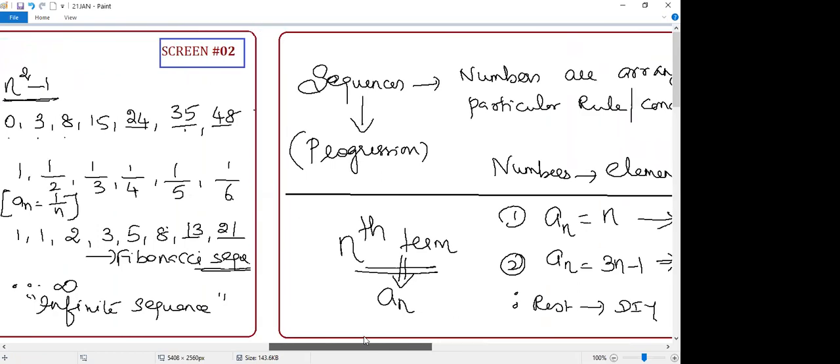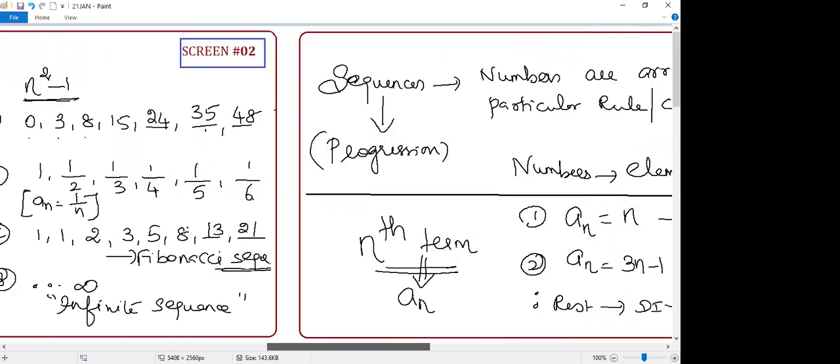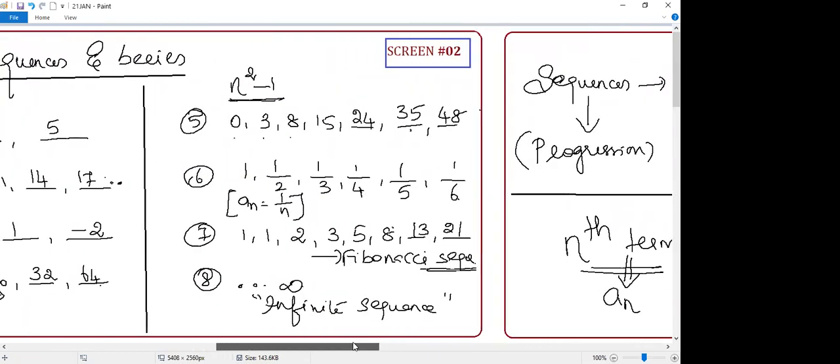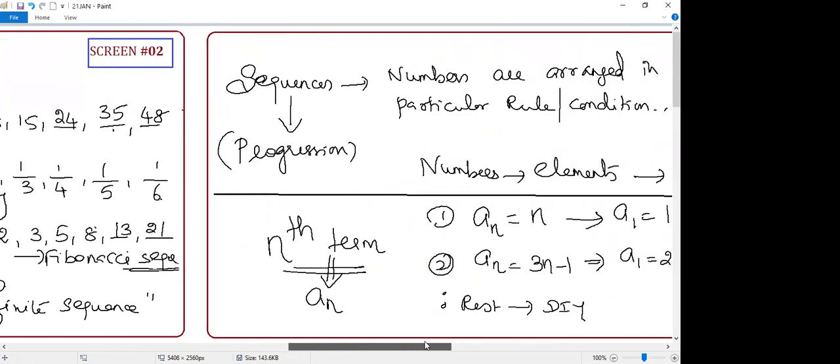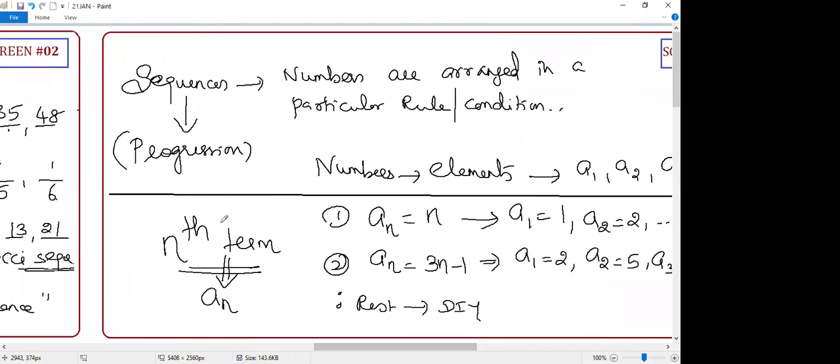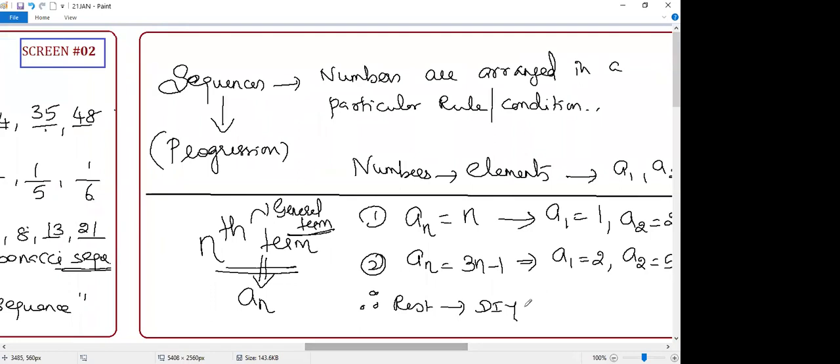Guys, this is all you need to understand. What is a sequence, and what are the terms or elements? You understand a_n is nothing but the general term, the nth term. The other word is general term. Okay, there are easy ones here. Just try to do it. These are not much needed for your exam. Whatever is needed for your exam, I'll tell you. You just practice now. Clear or not?